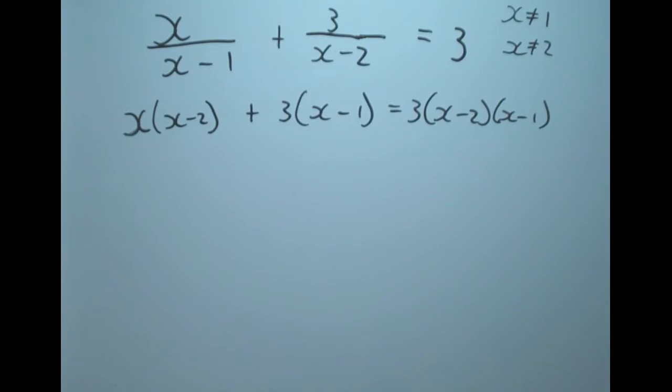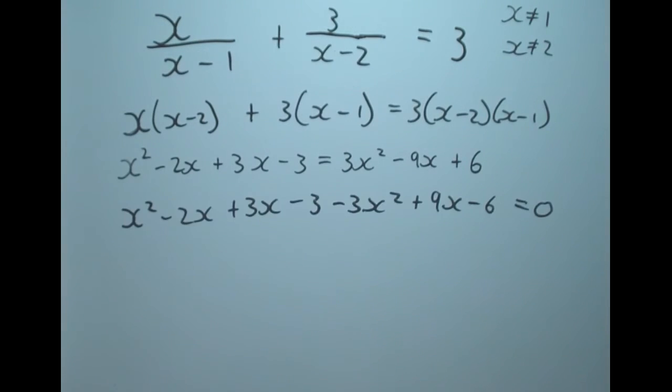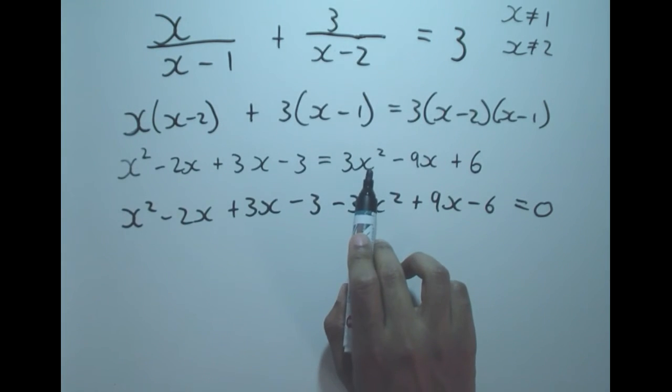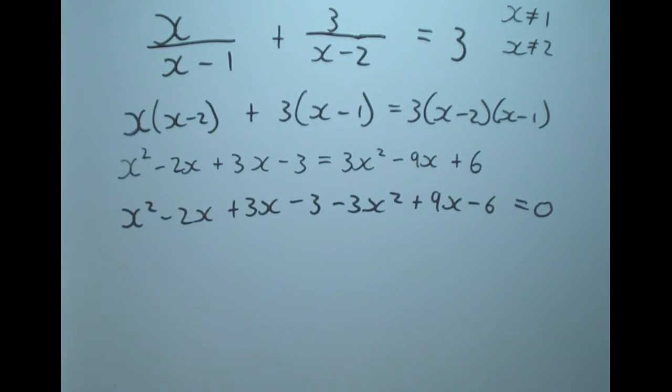So multiplying everything out gives me x squared minus 2x plus 3x minus 3 is equal to 3x squared minus 9x minus 6. So that's just expanding all these brackets out. Now we take everything to one side. So we get x squared minus 2x plus 3x minus 3 minus 3x squared, because I took the 3x squared over and it changed signs, plus 9x, the 9x goes across, and plus 6 is equal to 0.